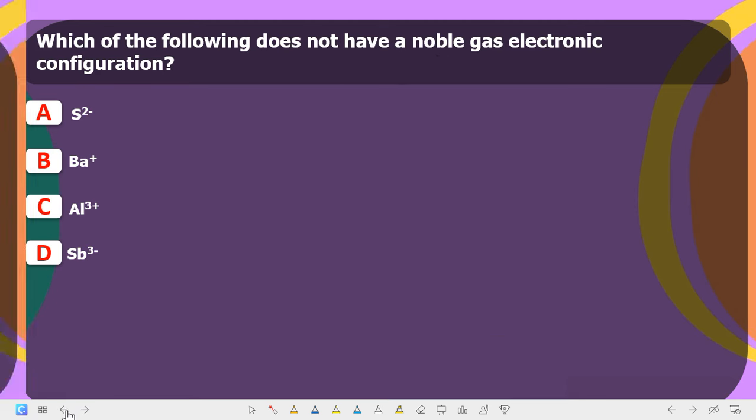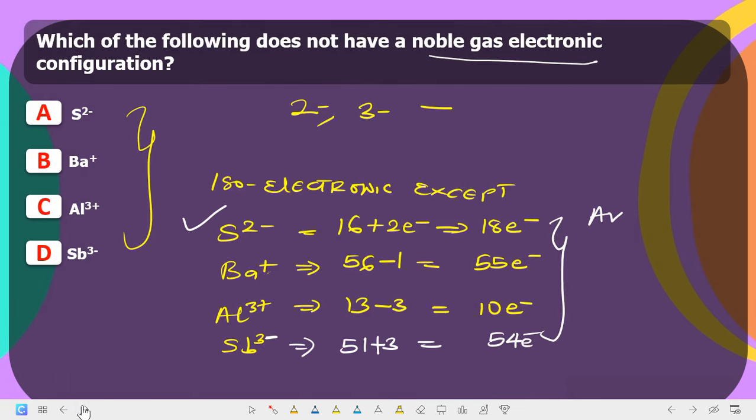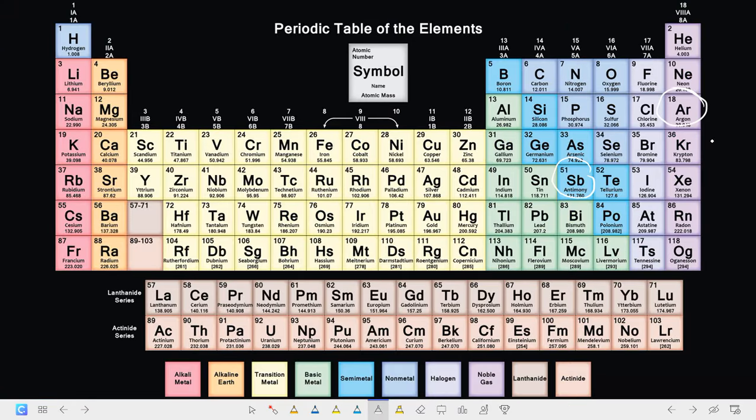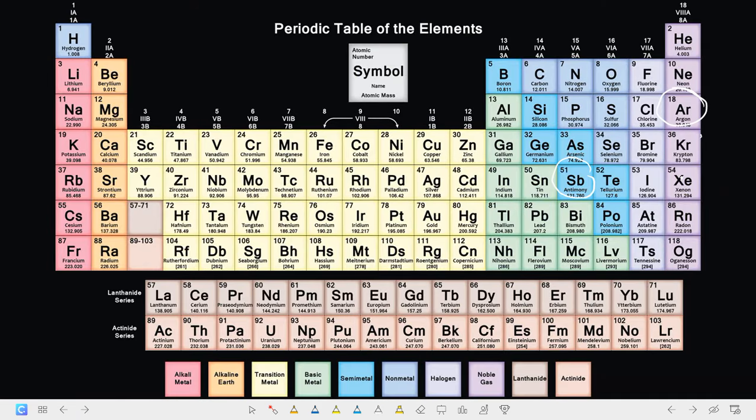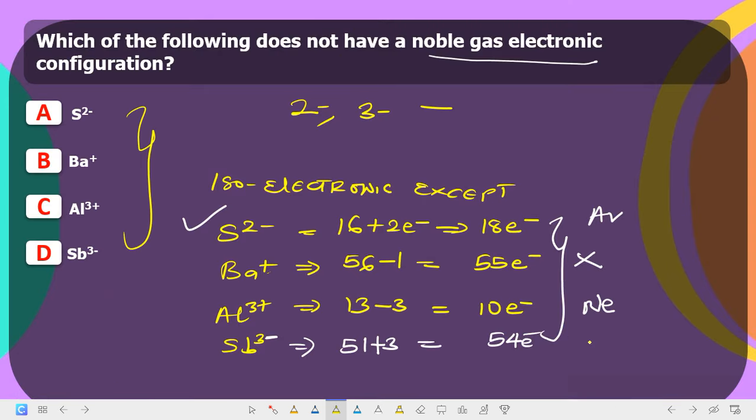How about 55? Does any noble gas have an electronic configuration of 55? I doubt. There is none. So we come back and say this is not a noble gas configuration. How about 10? Neon is 10. How about 54? I think xenon is 54, which is also a noble gas. 54 is a noble gas. Okay, so this one also has a noble gas configuration. So we can say this is xenon, noble gas.